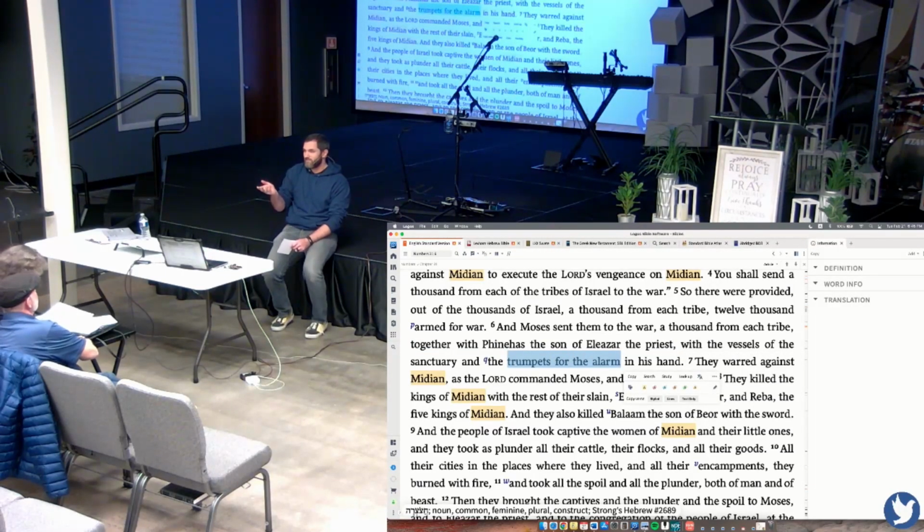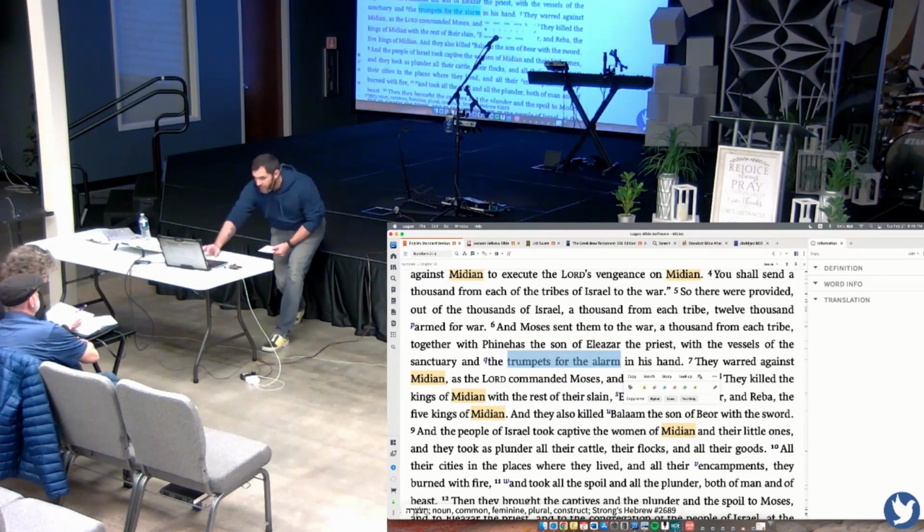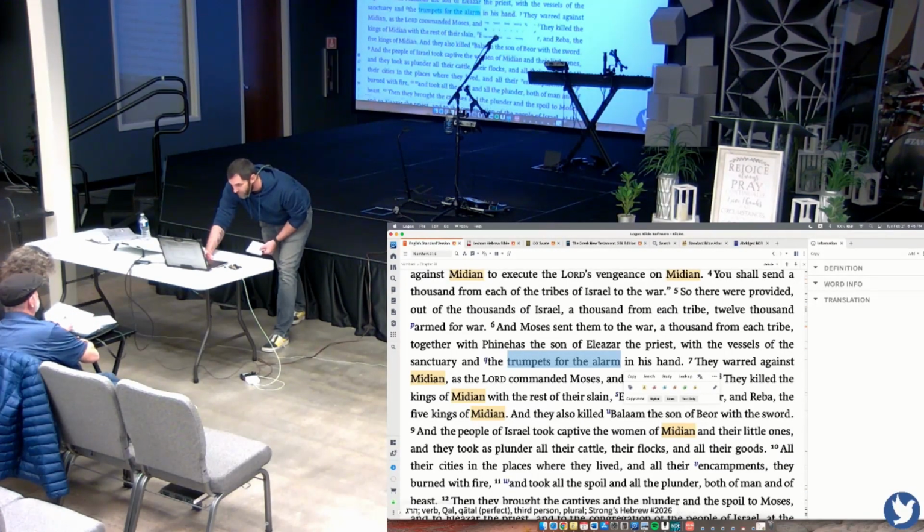What trumpets are we talking about? You remember the, let me find the reference here, I know I wrote it down. Numbers 10, the silver trumpets. You remember they made the 2 silver trumpets, and they would blow them when they were setting out, and they would blow them when they were stopping, and they would blow them to sound an alarm, and there were all these different things that these trumpets were for. And so they take these trumpets, they sound an alarm, and they go to war against Midian.